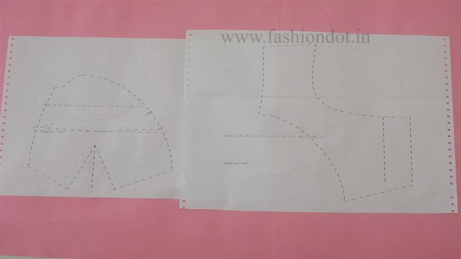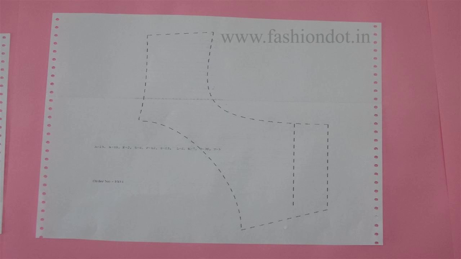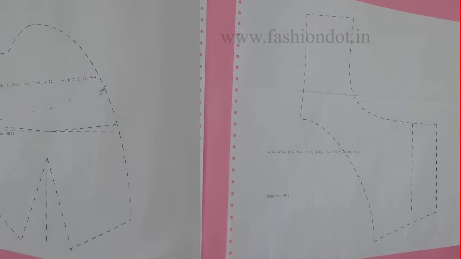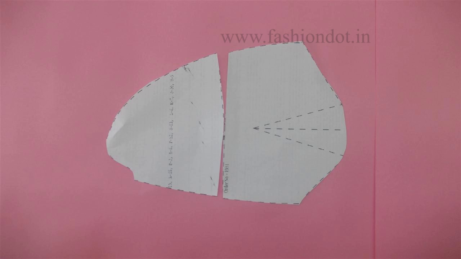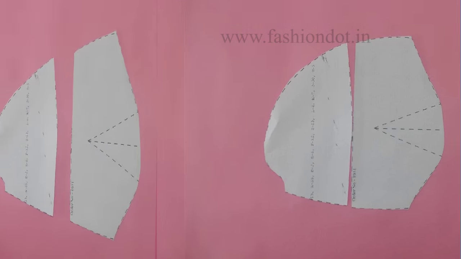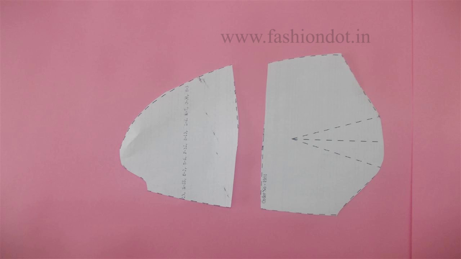Katori has two types. One is double piece Katori and the other is single piece Katori. This is the armhole side of the Katori blouse. This is the center part of the Katori blouse. Now this is for double piece Katori. All the cutting marks will be available in the printout. Cut it along with the marks.